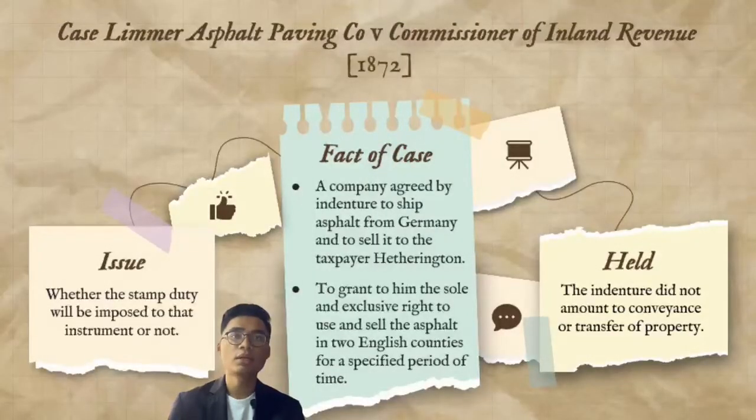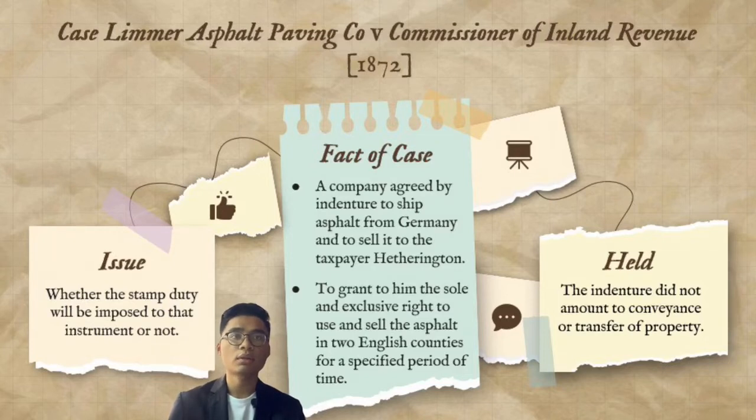Lastly, the case related to this principle is Lima Asphalt Paving Company versus Commissioner of Inland Revenue. This case is about a company that agreed by indenture to ship asphalt from Germany and to sell it to the taxpayer Hetherington, at the same time covenanting to grant to him the sole and exclusive right to use and sell the asphalt in 2 English counties for a specified period of time. So the issue in this case is whether the stamp duty will be imposed on the instrument or not.